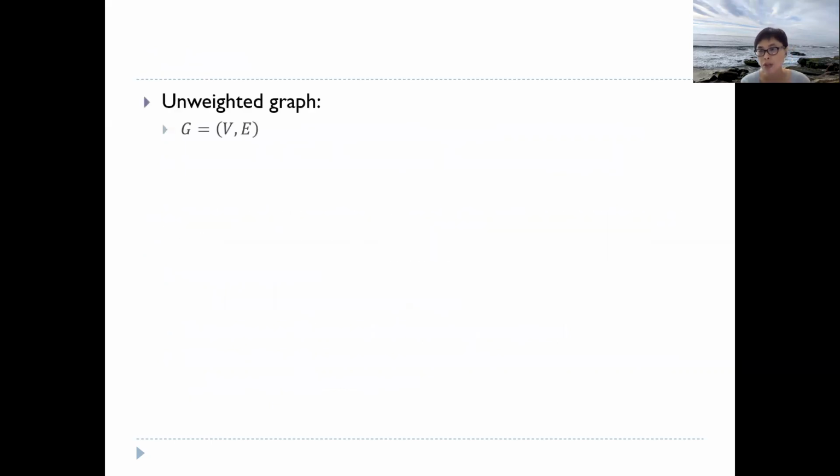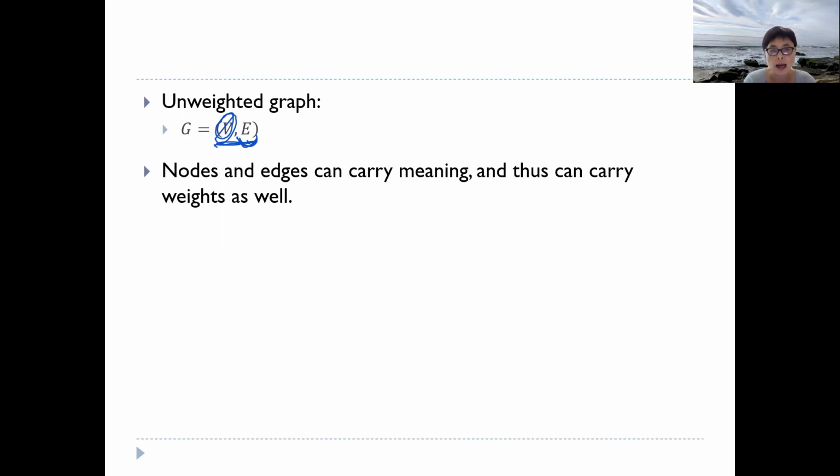Just to remind you, an unweighted graph G is just a pair: a collection of nodes, and a set of edges where each edge is a pair of nodes. So it's just a pair of V and E, the node set and the edge set. However, in general, when we use graphs to model data, nodes and edges often carry precise meanings, so they can also carry weights. The weights can mean a bunch of things.